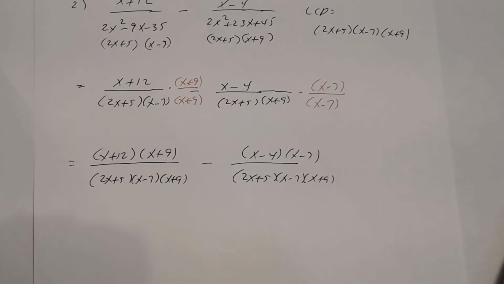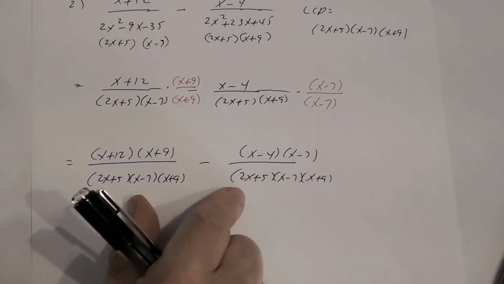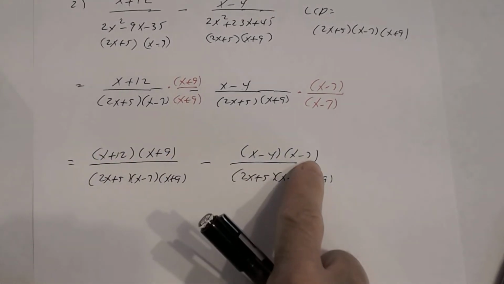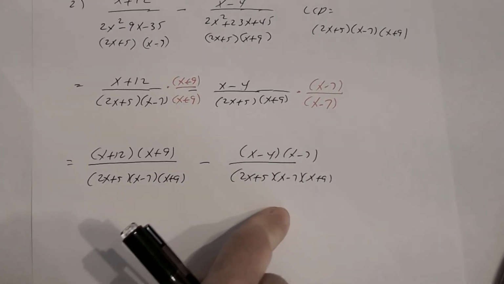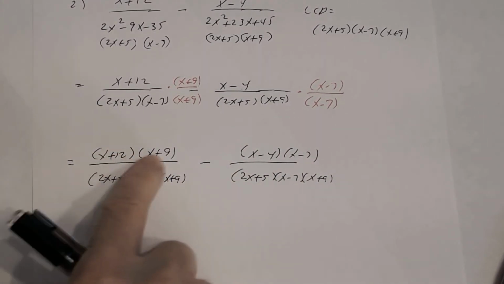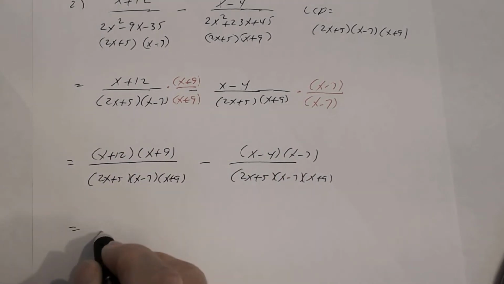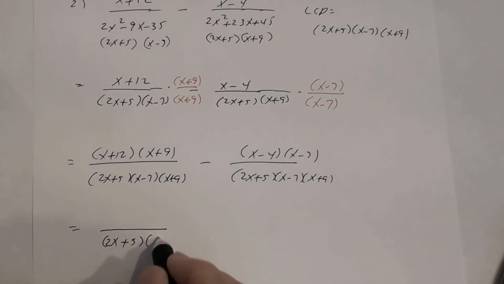Okay, now at that point, I have the denominators the same, but I can't write it as one rational expression yet because I need these to be polynomials, so that I can subtract or add like terms. So let's go ahead and FOIL the numerator out here and then FOIL the denominator out here. So that's going to be 2x plus 5. I'm just rewriting my denominator.